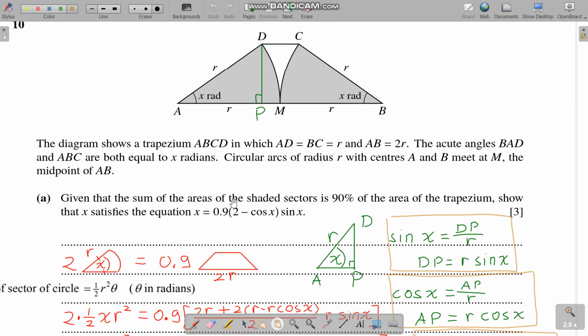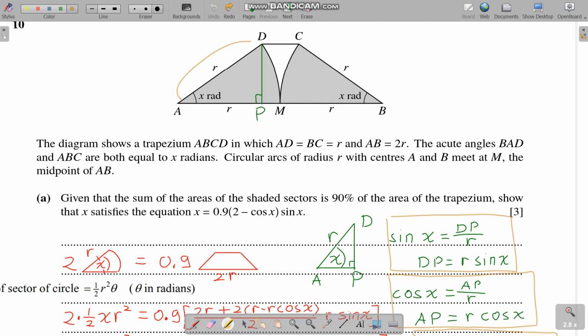Given that the sum of the areas of the shaded sectors is 90% of the trapezium, this means 2 times the area of the sector, the pizza slice here, equals 0.9, 90% of the trapezium area. Now for the trapezium area, we know that for the parallel sides, this is 2r, so r plus r, that's going to be 2r. We know that for sure.